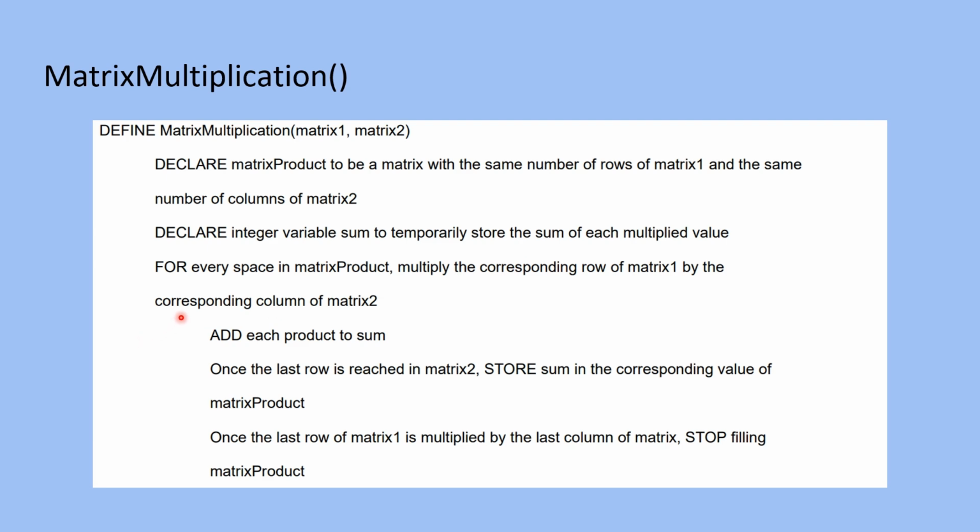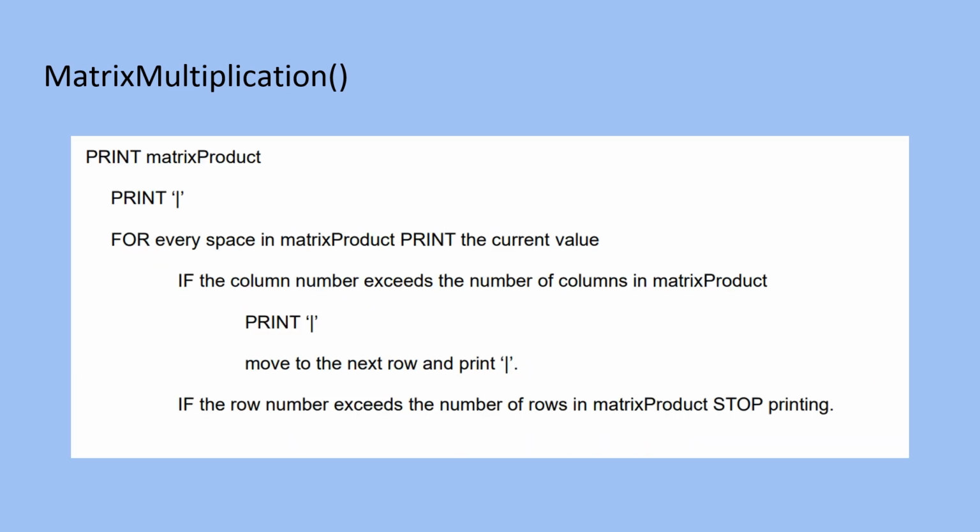For every space in matrix product, I'll multiply the corresponding row of matrix 1 by the corresponding column of matrix 2, doing this by adding each product to sum. Once the last row is reached in matrix 2, I'll store sum in the corresponding value of matrix product. Once the last row of matrix 1 is multiplied by the last column of matrix 2, I'll stop filling matrix product. I'll print matrix product using the print methods described for the previous functions.